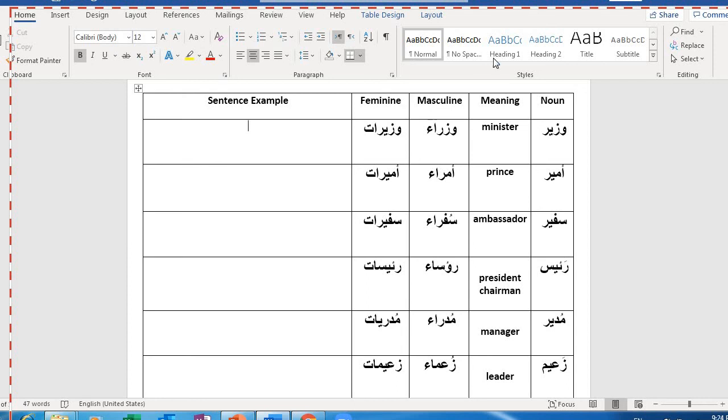Okay, and try also with this handout to hide this and try to guess. Okay, wazir, how can I make it plural? Try. Can you work it out? Wuzara. Why? Because wazir is on the same pattern of fa'il. So when you change it to masculine plural and it should be broken, you will see the same pattern of fu'ala. Then it will be wuzara, amir, umara, safir, sufara, and so on.